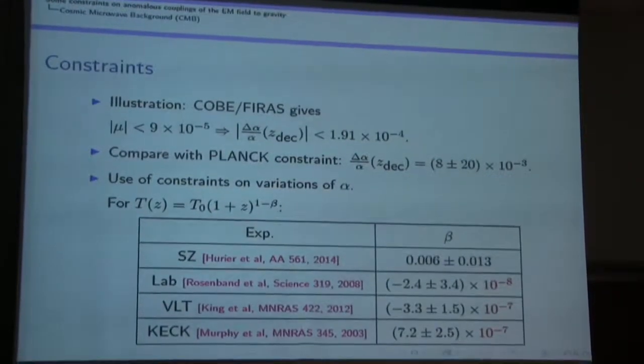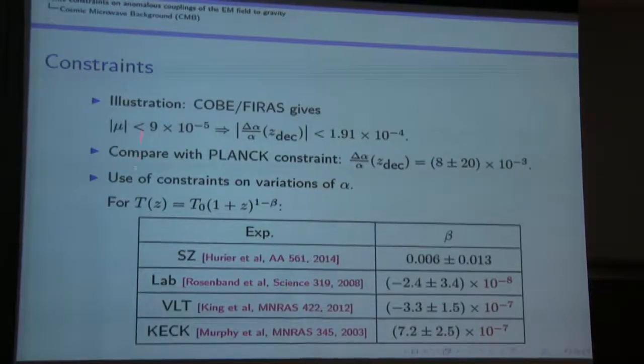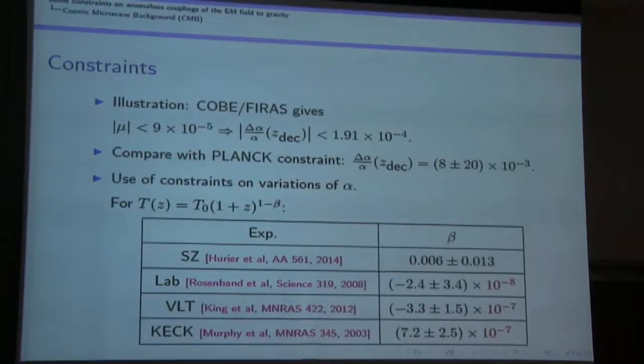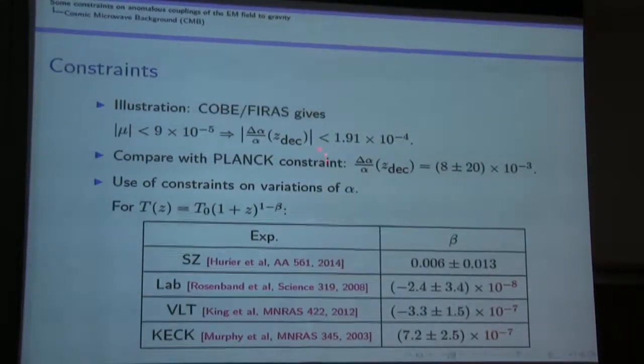All right. So, again, for example, it's interesting because if I use the COBE-FIRAS bound on the chemical potential, then I can put an upper bound on the variation of alpha at decoupling, which is of a comparable order to the Planck constraint obtained differently.